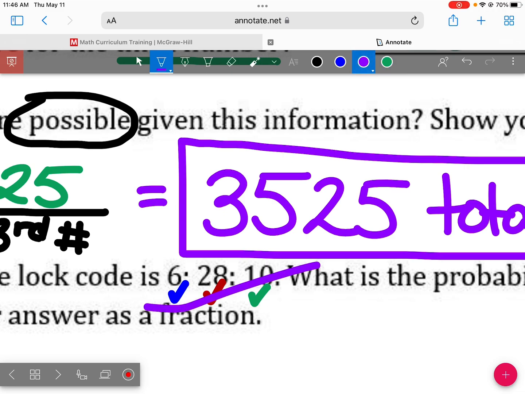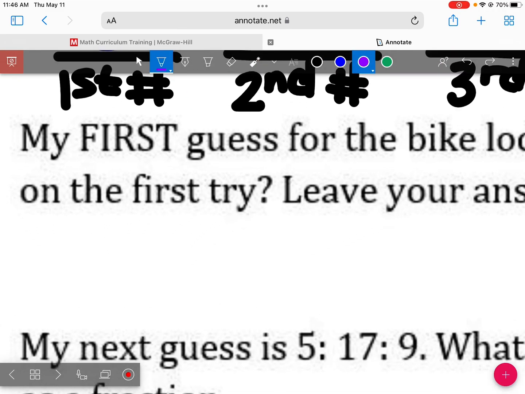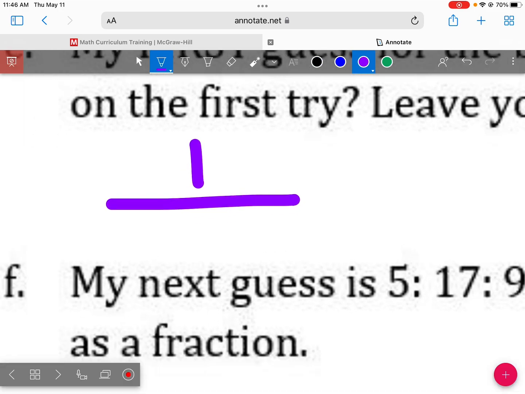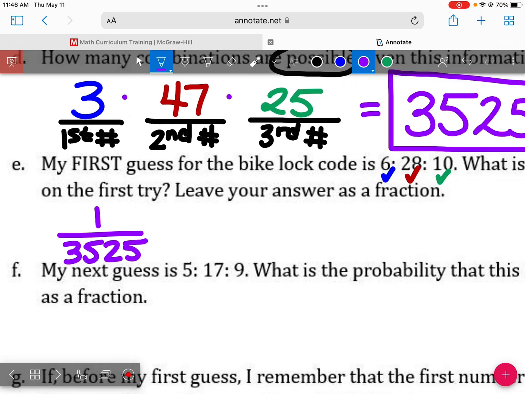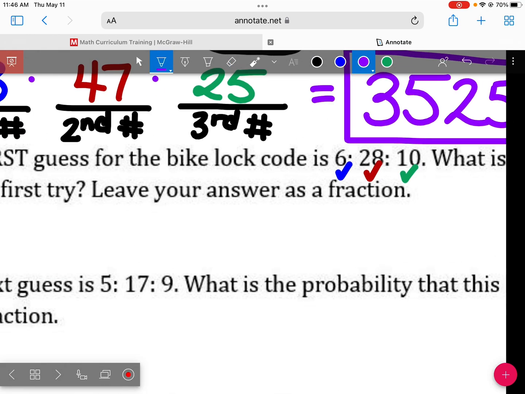Yes. 1 over 3,525. I'm going to scoot that over a little bit. It's hard to read.